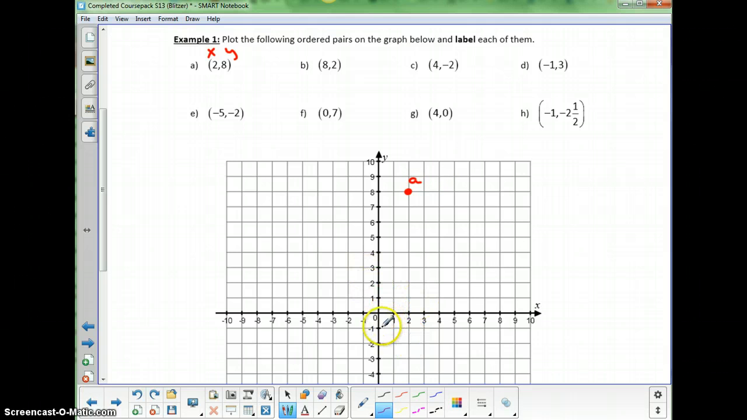Okay. In the next one, part B, 8, 2. Always starting from the center, I would go over 8. From that 8, I would go up a distance of 2. So this would be the ordered pair for B. C, 4 and negative 2. 4 is the x direction. Negative 2 is the y direction. So instead of going up 2, I'm going down 2. In D, the x direction is negative, so I'll go backwards 1. Y direction is 3, so then up 3.